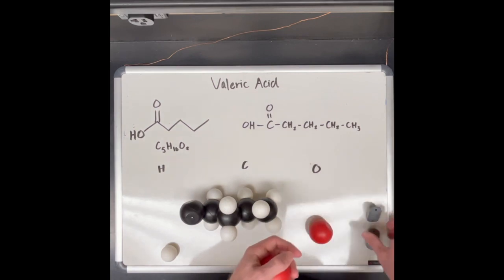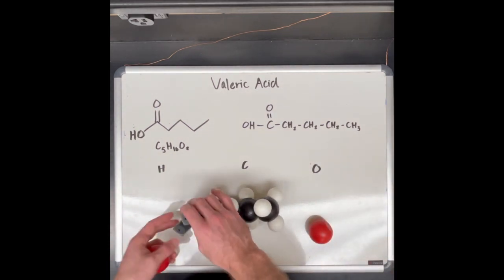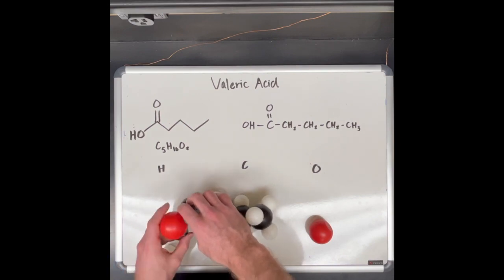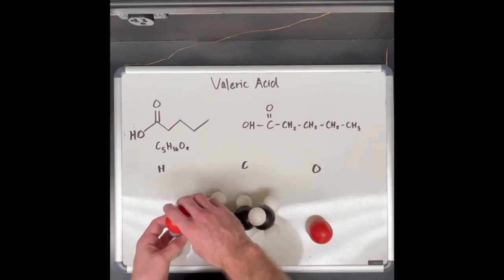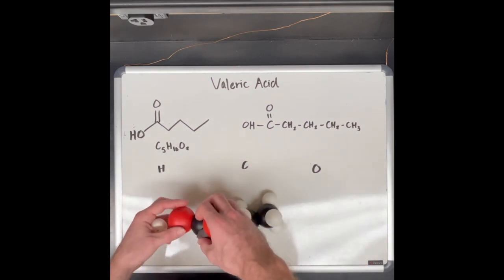And then now we will add our double bonded oxygen. And I'll use these 2 clips to represent the double bond. And then we will add our alcohol group.